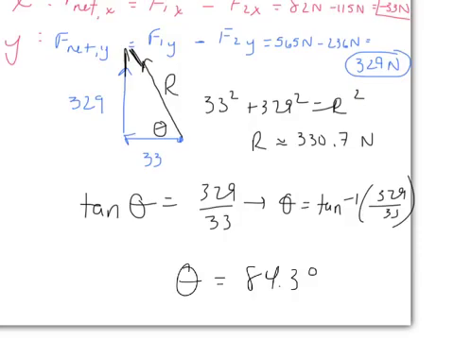And that makes sense. It must be closer to the y. Remember, 45 degrees means that it's split evenly between x and y. Less than 45 means it's more in the x. More than 45 means it's more in the y. It's definitely more in the y direction because of this value. It's much greater than 33.